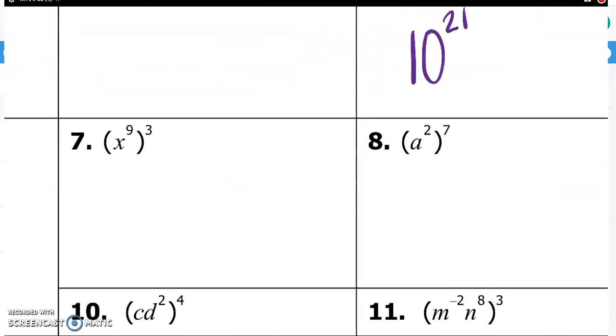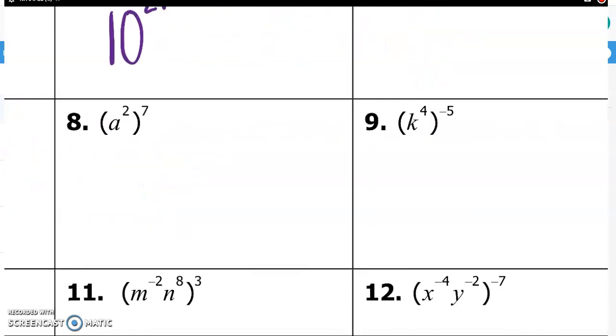Same thing with the variables. X stays. 9 times 3 is 27. Number 9, we would have k to the -20. So then that needs to be 1 over k to the positive 20.